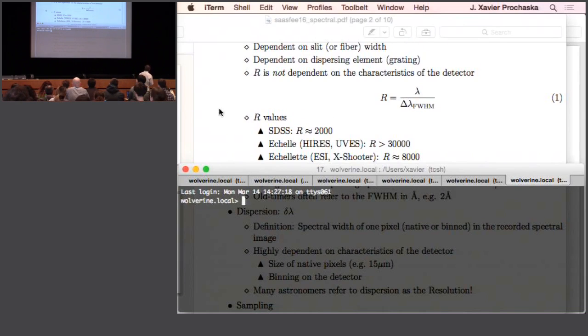Echelle spectrometers have tens of thousands. The new PEPSI instrument on LBT, I think, can go up to 300,000. Pretty impressive. The echelle spectrometers, which have very high throughput, are a little bit more modest in their resolution, something of order 10,000.